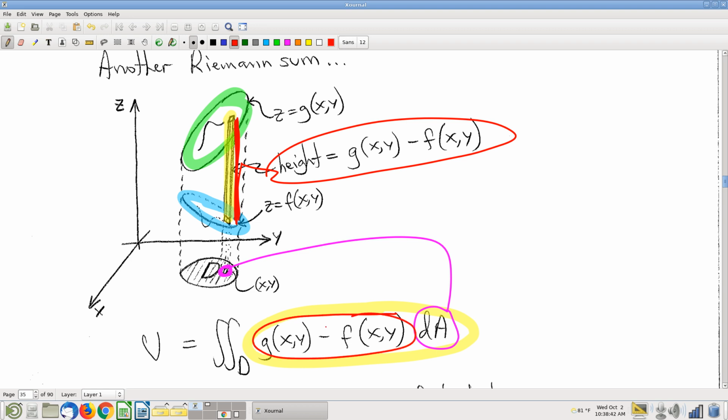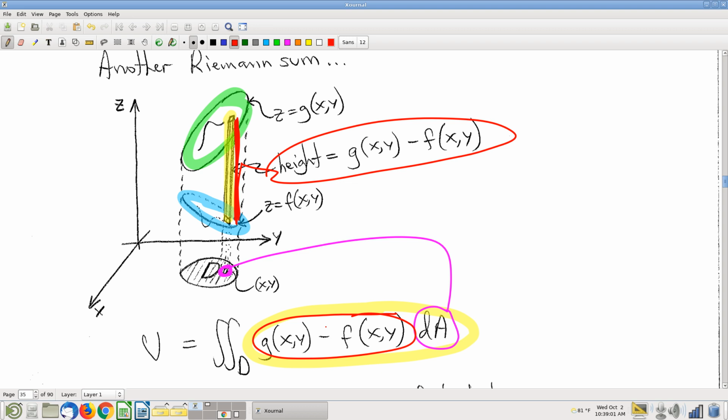Right, now let's think that through. How do I know that height is g minus f? Well, height is the difference of two z-coordinates. And look, we have formulas for the z-coordinates. The top z-coordinate is g. The bottom z-coordinate is f. And therefore the difference is g minus f. Yeah? Will we be able to do that in the integral? Yeah, that's going to be the next thing.